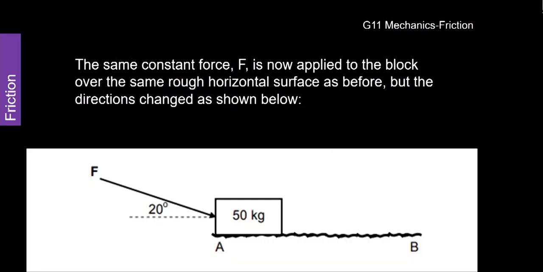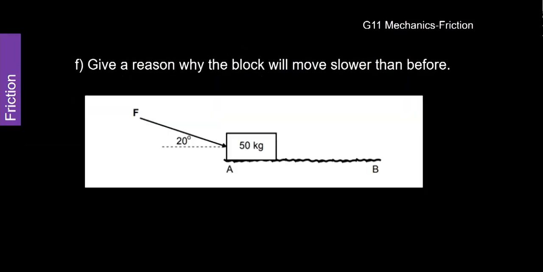Okay, what now? They give us another question. The same constant force, F, is applied to the block over the same rough horizontal surface as before, but the direction has changed. You can see here, look there. Now it is a pushing force. It is not a pulling force. They are asking us to give a reason why the block will move slower than before.